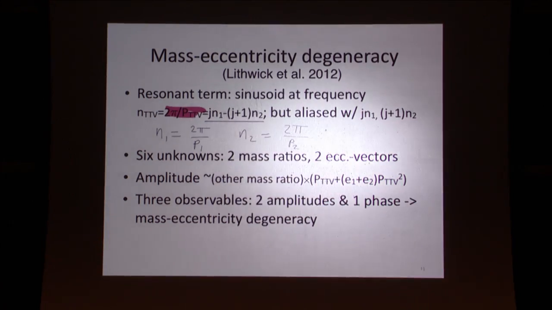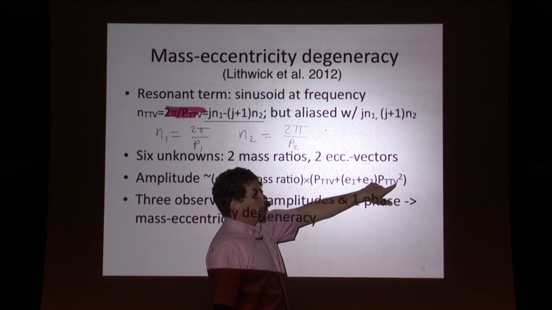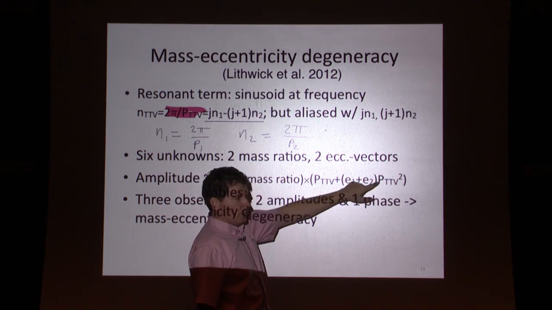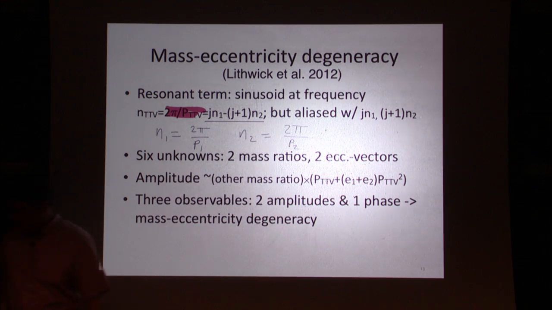OK, so this has been pointed out in a very nice paper by Yoram Lithwick several years ago. This is the period of the inner planet for the inner planet and the period of the outer planet for the outer planet. Yeah, it should be dimensionless, right? Yeah, I've dropped several factors in there just to fit it on the line.